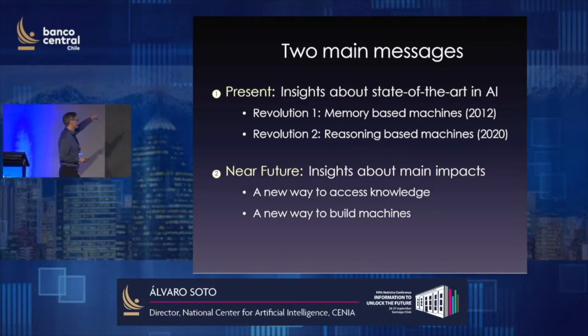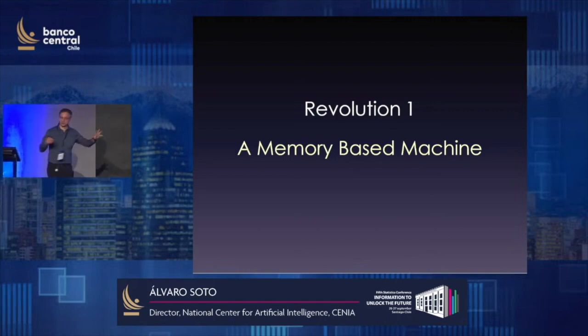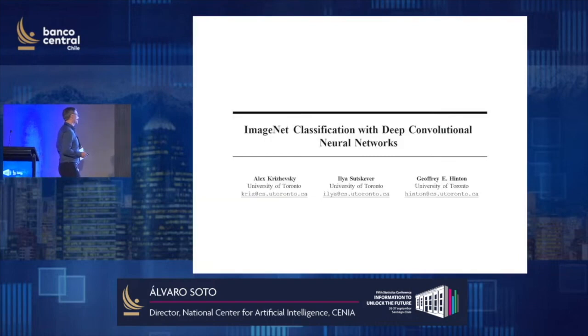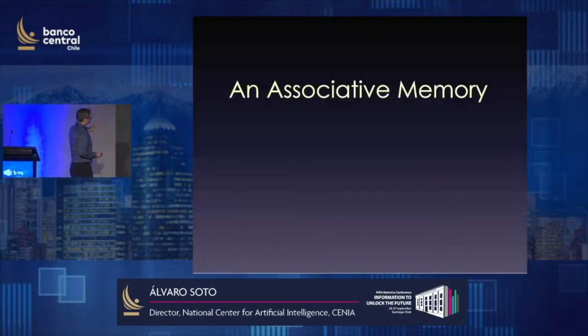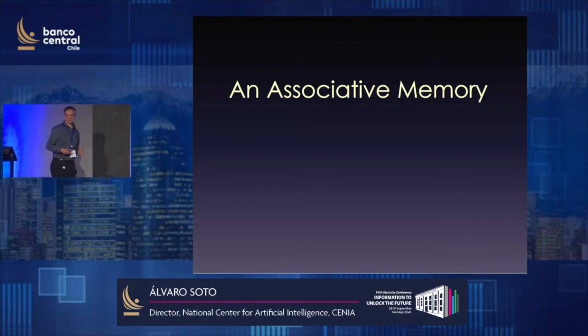So let's start with the first revolution, these memory-based machines. What is behind these memory-based machines? A lot of work, but there is a landmark paper about this. This is a paper by Geoffrey Hinton and collaborators, and it appears in 2012. What they propose is what today is called deep learning. And deep learning mostly implements an associative memory.